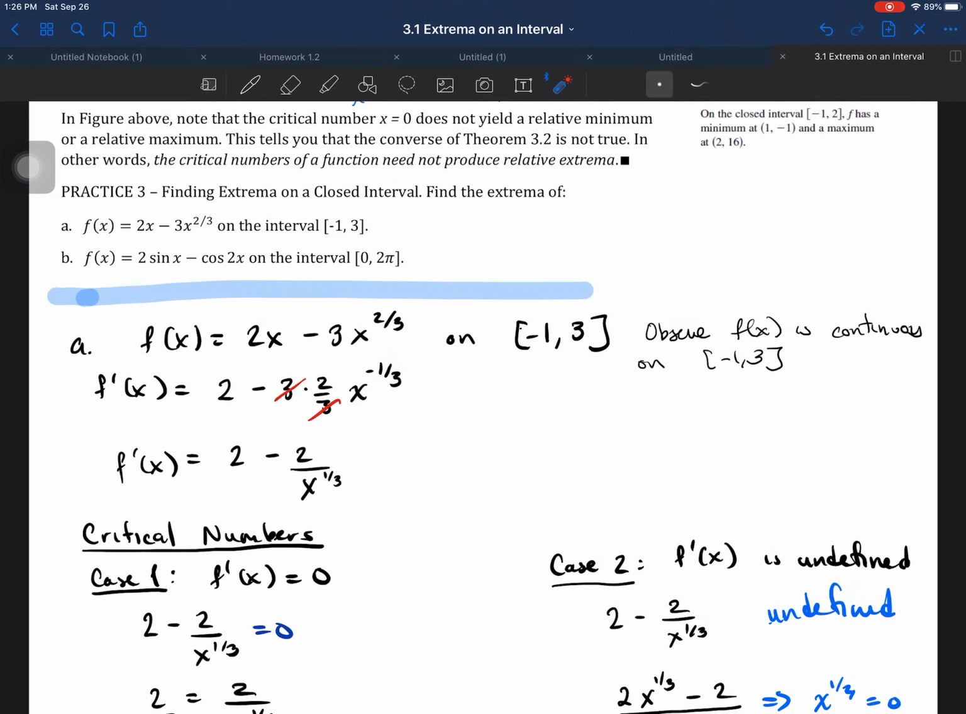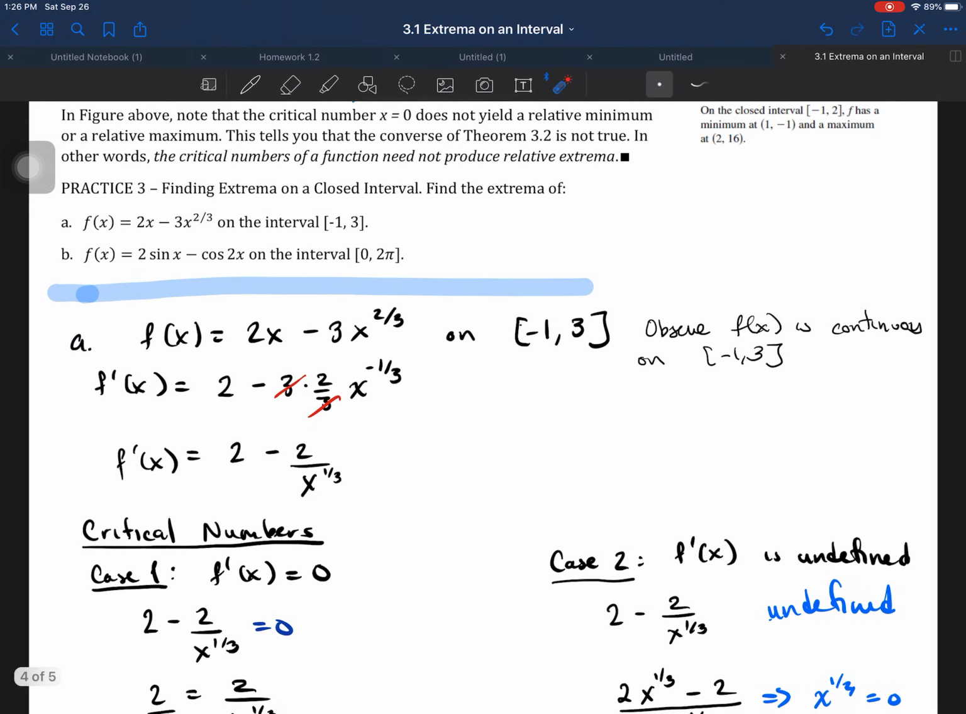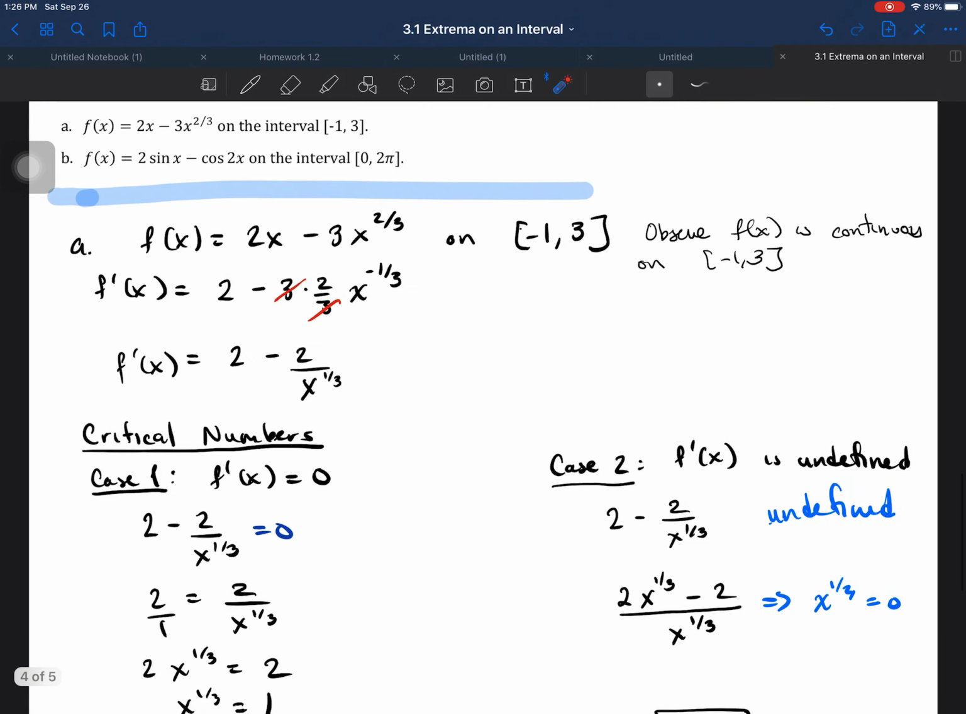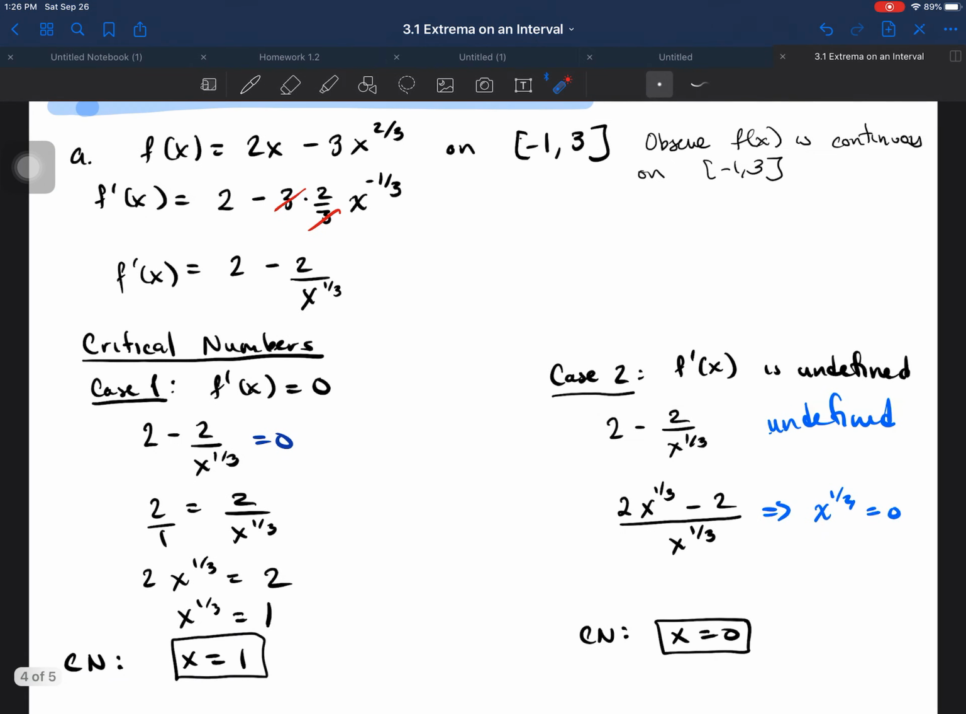Now that you have found the derivative, that is equal to 2 minus 2 over x to the 1/3. Then you're going to find the critical numbers. How do we find those? You have two ways to do that. First case is to set the derivative equal to 0. Second case is to set the derivative to be undefined. You set it to be 0, and then you solve for x.